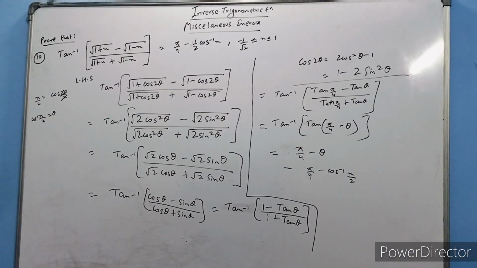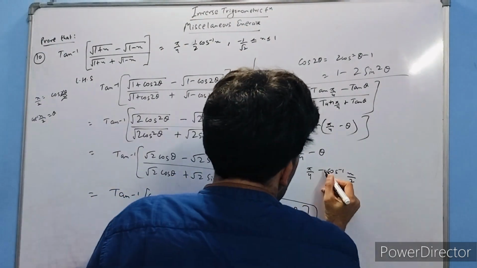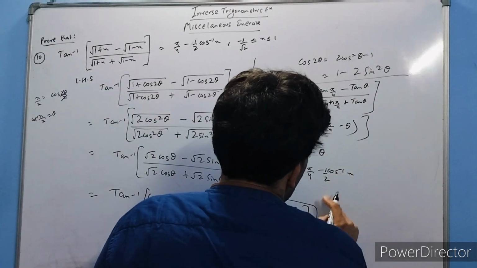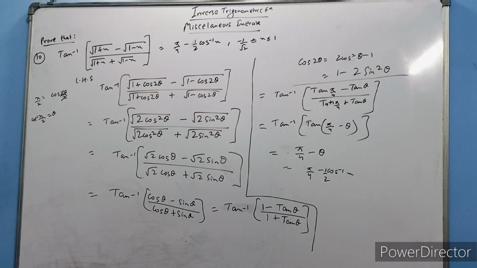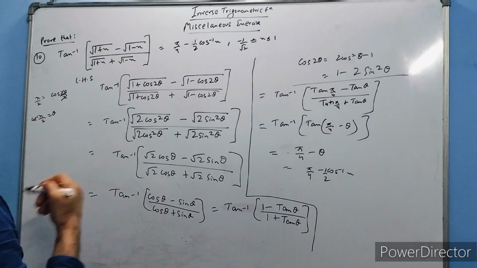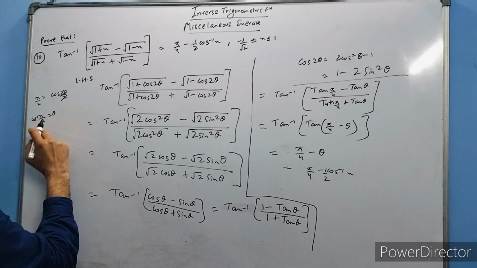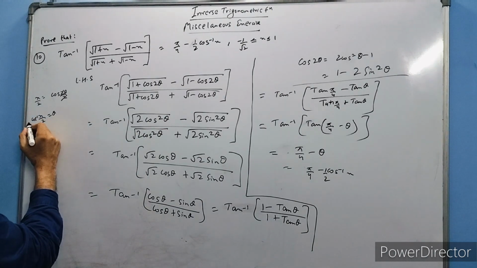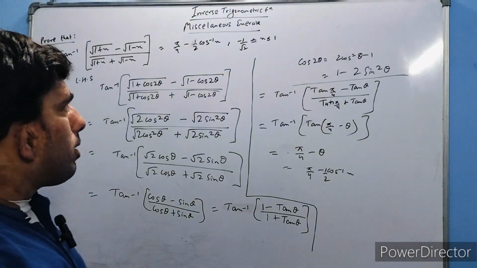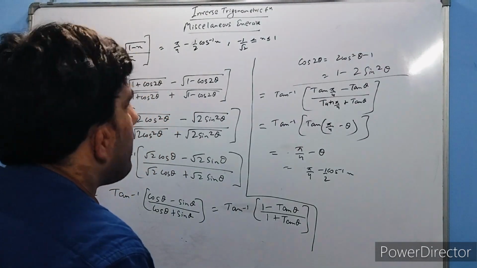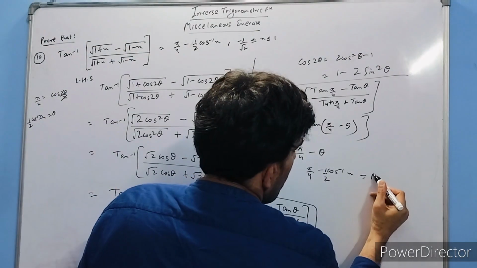So now what we can do here, we can write like this. We'll get pi by 4 minus half cos inverse x. So that is what we have. Half I can take outside, so now we'll have half cos inverse x. So that's how we try to prove that LHS is equal to RHS.